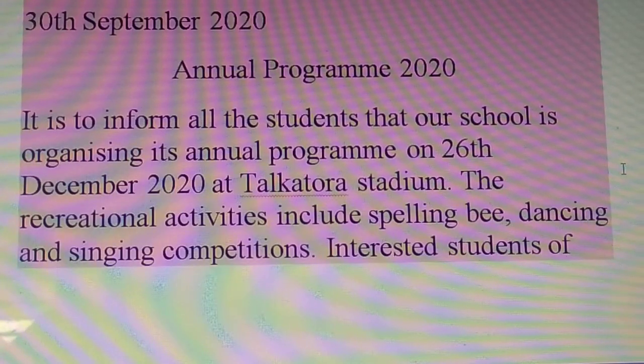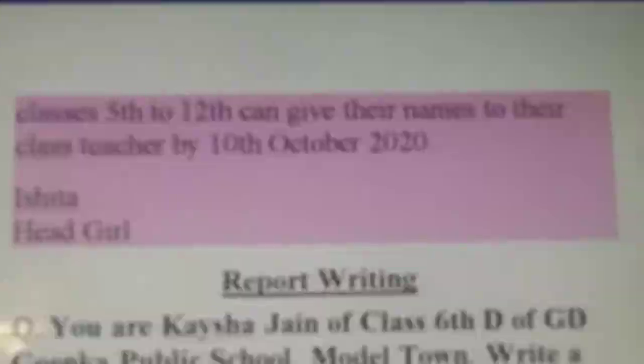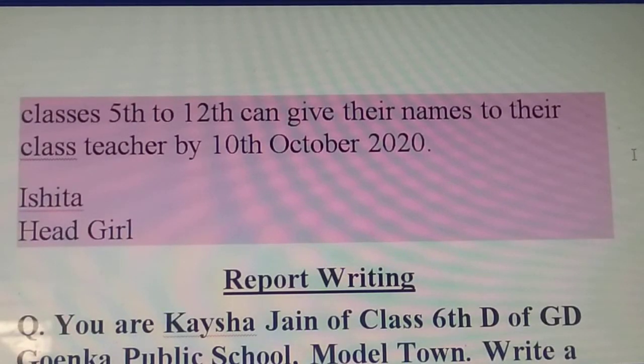Okay, it is to inform all the students that our school is organizing its annual program on 26 December 2020 at Talcatara Stadium. There's the name of a stadium. The recreational activities include spelling bee, dancing and singing competitions. Interested students of classes 5th to 12th can give their names to their class teacher by 10th October 2020. And who has issued the notice? Ishita, head girl or school captain as you call it. Okay, so that's how you write.